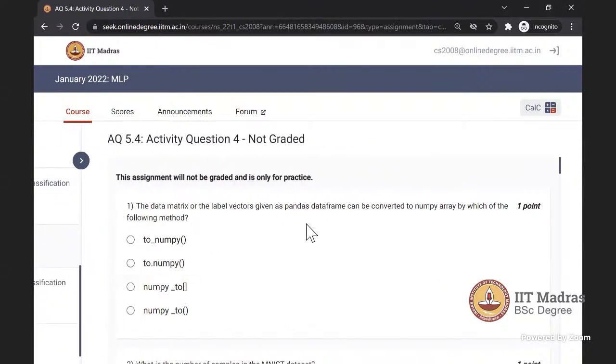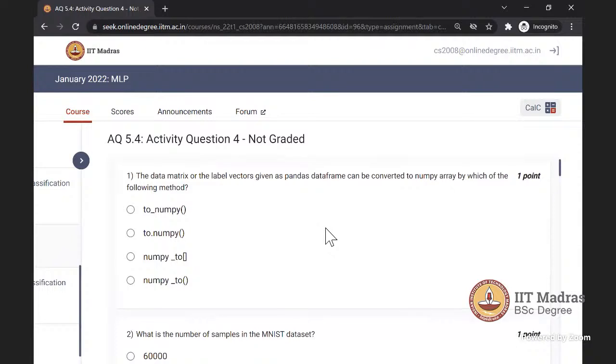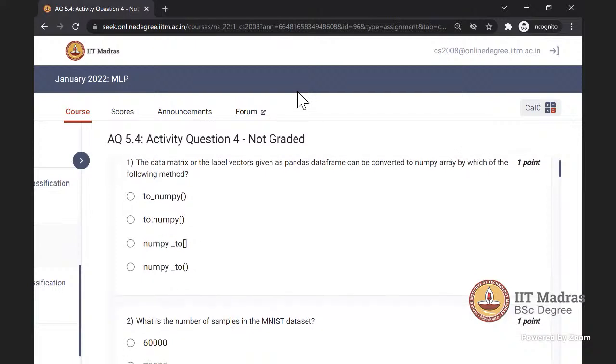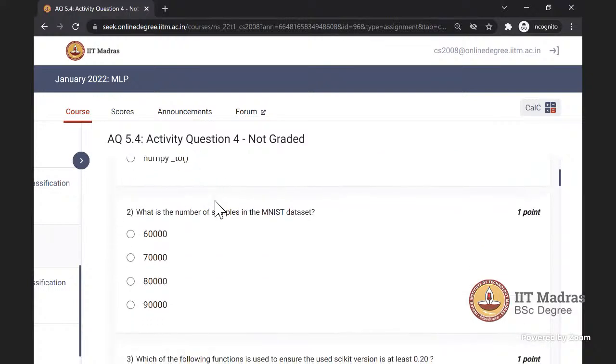The data matrix or the label vectors given as a pandas data frame can be converted to a NumPy array by which of the following methods? To NumPy. The first one. Yes. The first one. Question number 2. What is the number of samples in the MNIST dataset? 70,000. 70,000, right.